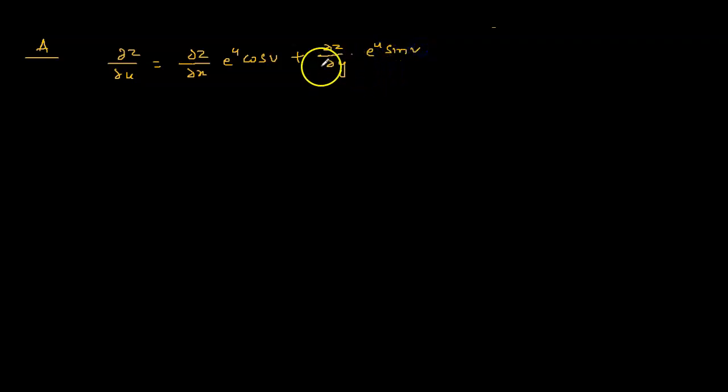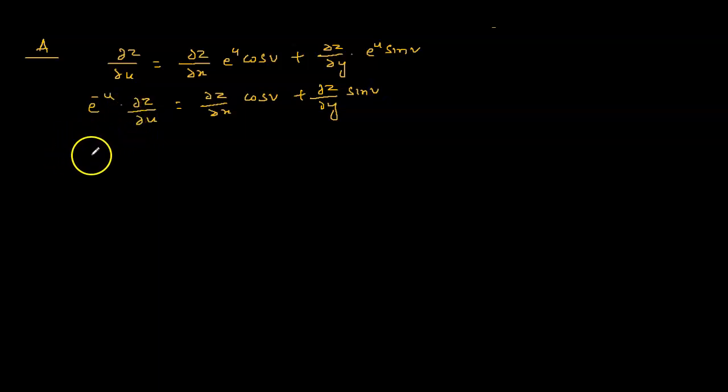So this one, if you bring this e power u common at this side, you get e to the power of minus u into del z by del u is equal to del z by del x into cos of v plus del z by del y into sine of v. So now we make it a square on both sides.